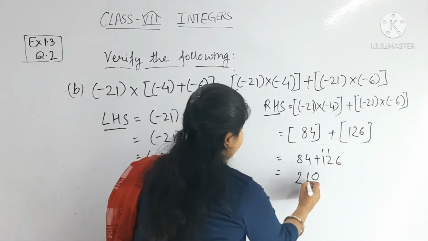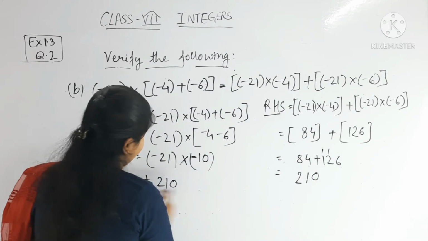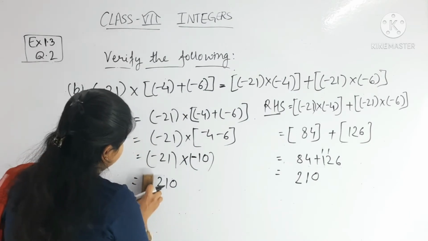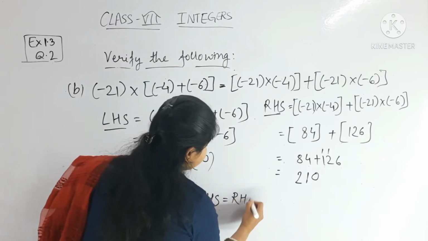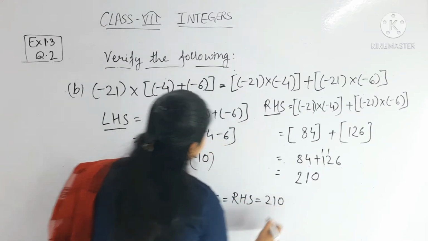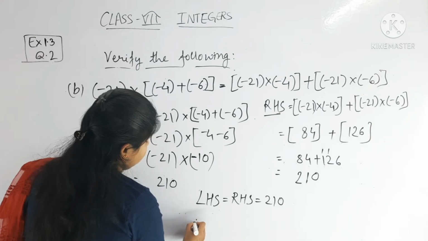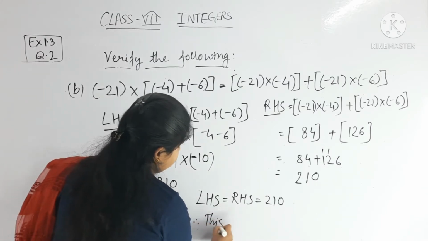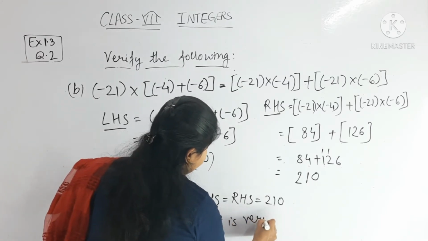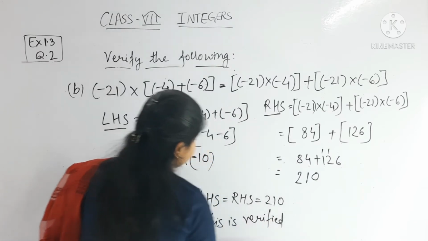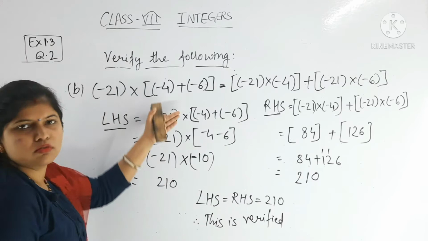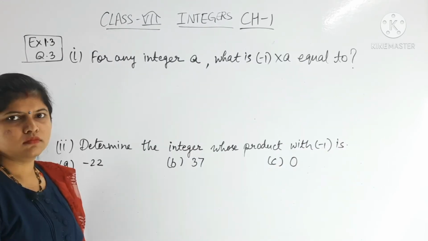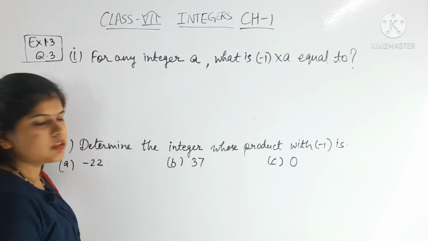So we can conclude that LHS is equal to RHS is equal to 210. Therefore this is verified. This is the same answer in the LHS part and the RHS part. We have to verify this only. Now let's move to question number 3.